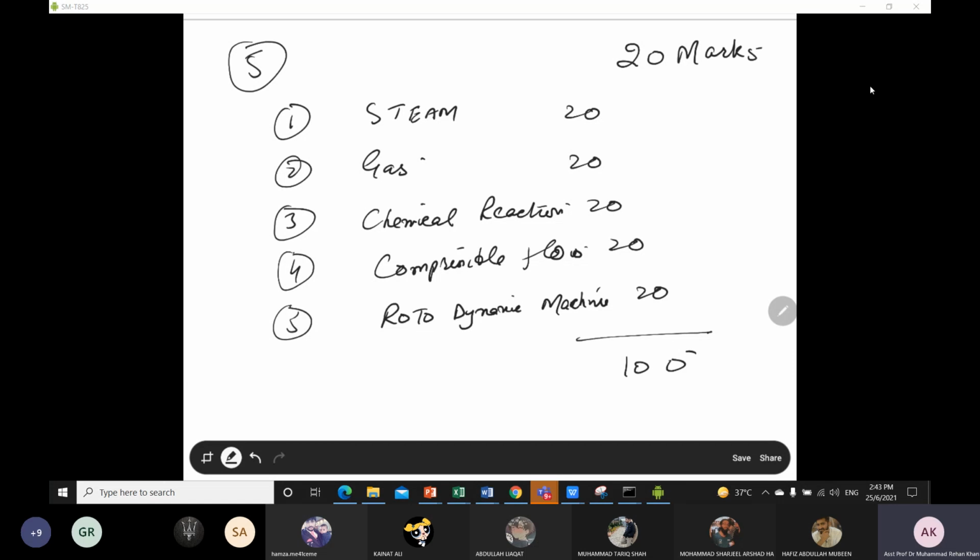It is not exactly a theory question, it is more of a descriptive question. For example, if I ask what is the meaning of compounding, or pressure compounding and velocity compounding, then you just have to write it. I am just giving an example, so it is not part of the paper. So you can expect one theory question as well.